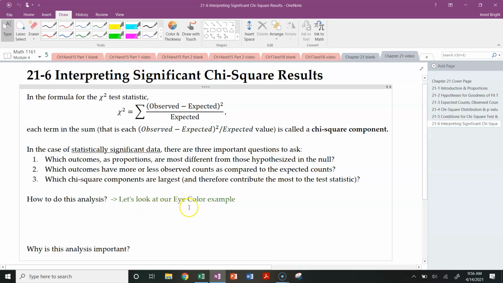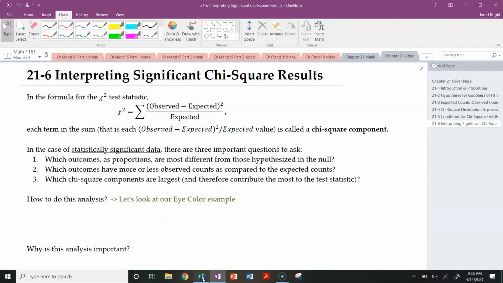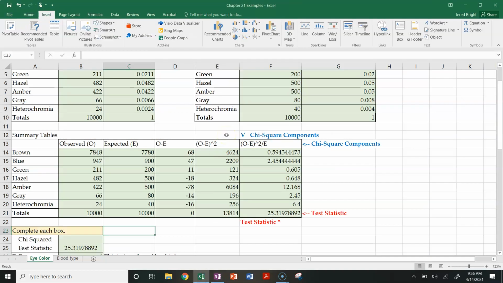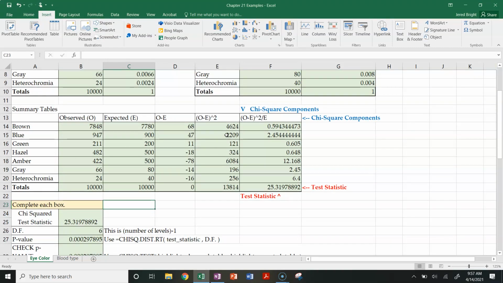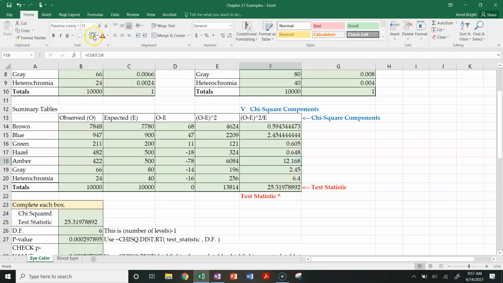We ended up rejecting the null when we were working with that eye color example, so let's take a look at that. If you remember, here was the table that we constructed with that eye color example. We had our observed, expected, and our chi-square components. And as we were going through, I indicated that this 12 is extremely large, and then down below, with heterochromia, that one was large too.